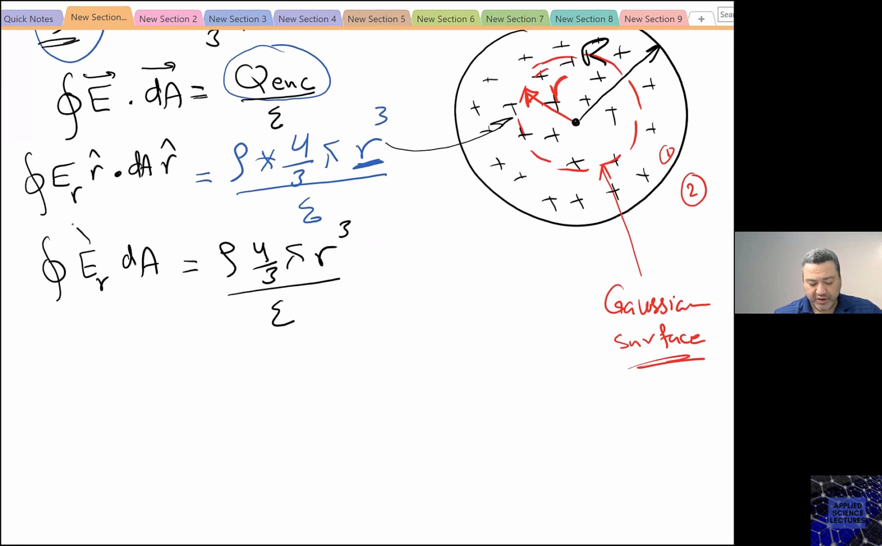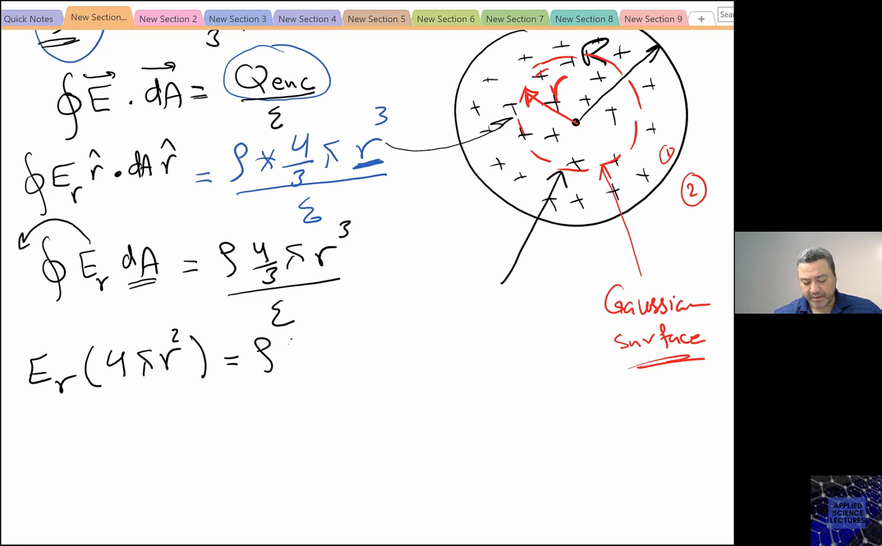Now E_r is constant, so it can go outside, and the closed surface integral of dA is going to give me the surface area of this Gaussian surface. So now this is going to be E_r 4 pi r squared equals rho 4 over 3 pi r cubed over epsilon.